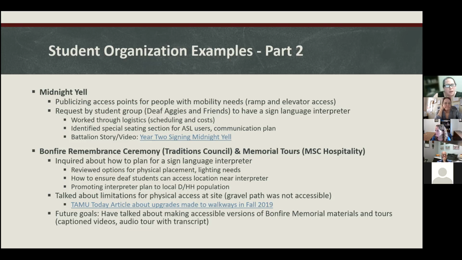So we've talked to them about, can they make some of their materials more accessible for people who are blind or visually impaired? Can they make sure that any of the tours have an audio description or a transcript? But definitely, how can they improve the accessibility of Bonfire Memorial and the activities around Bonfire Remembrance?